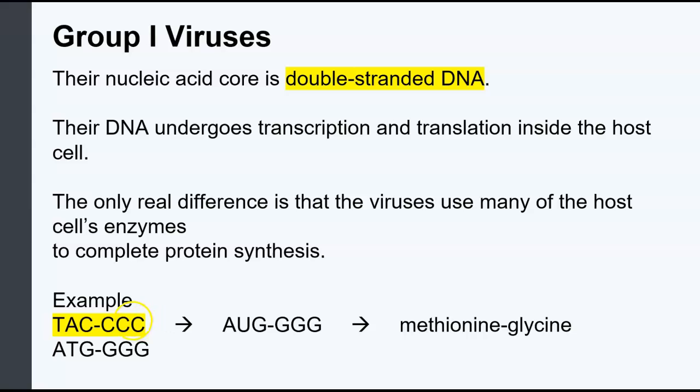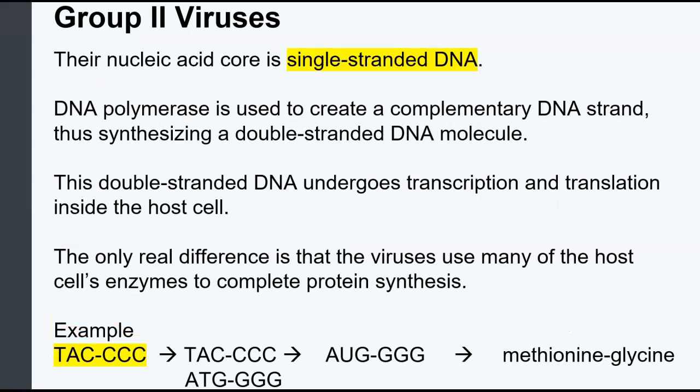Just 6 base pairs. So in this example, the template strand of DNA is TAC-CCC, and that codes for the messenger RNA, AUG-GGG. And those 2 codons code for the amino acids methionine and glycine. This is no different except for the fact that the enzymes used for this process are found within the host cell. In group 2, instead of double-stranded, the nucleic acid is single-stranded.